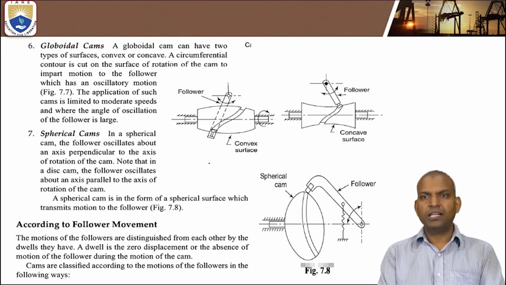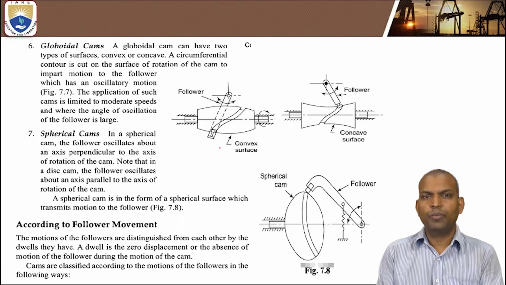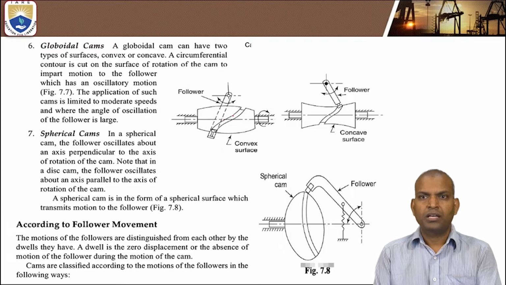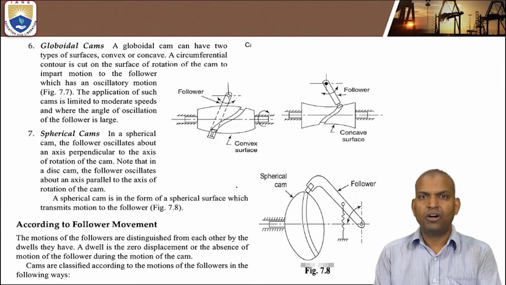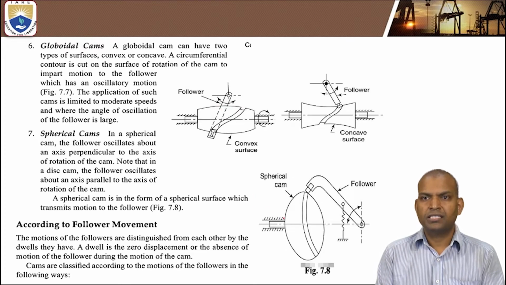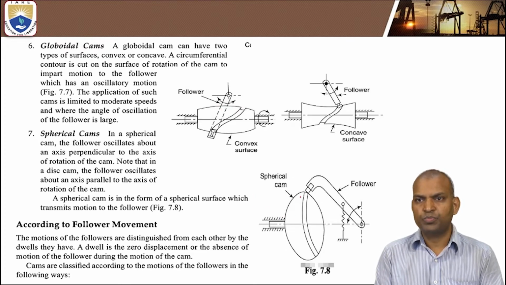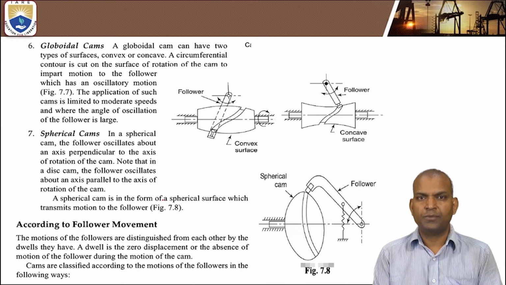Next, globoidal cams. In globoidal cams, again there are two types: one is convex and the other is concave. Here the driving member is the convex surface of the cam and the driven member is the follower, so it is completely oscillatory motion. Then there are spherical cams, where on the surface of the sphere there is a groove that the follower follows.